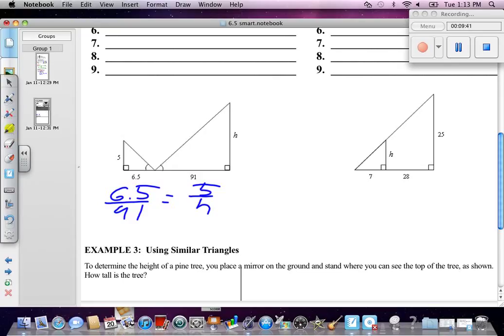6.5 times H equals 91 times 5, which is 455. Divide that by 6.5. H is 70. Okay, let's do the next one.